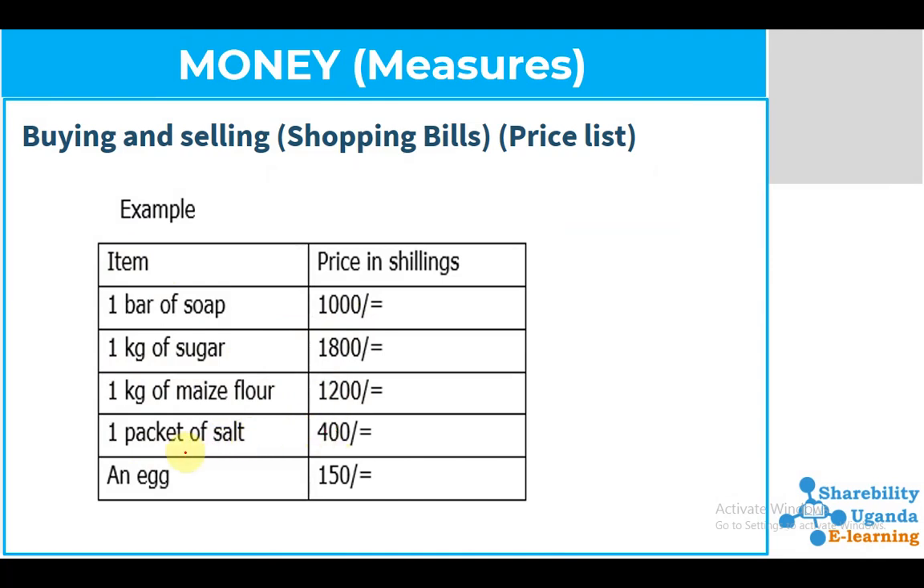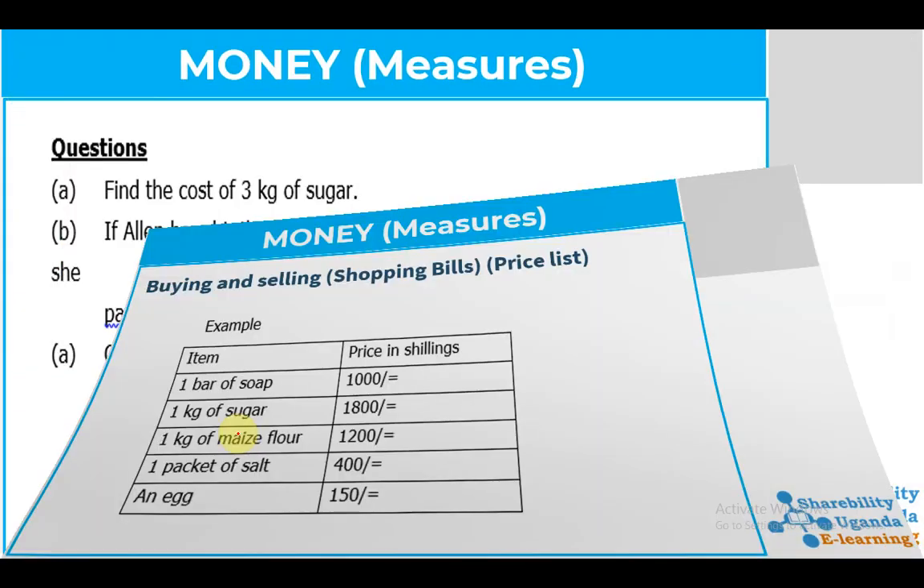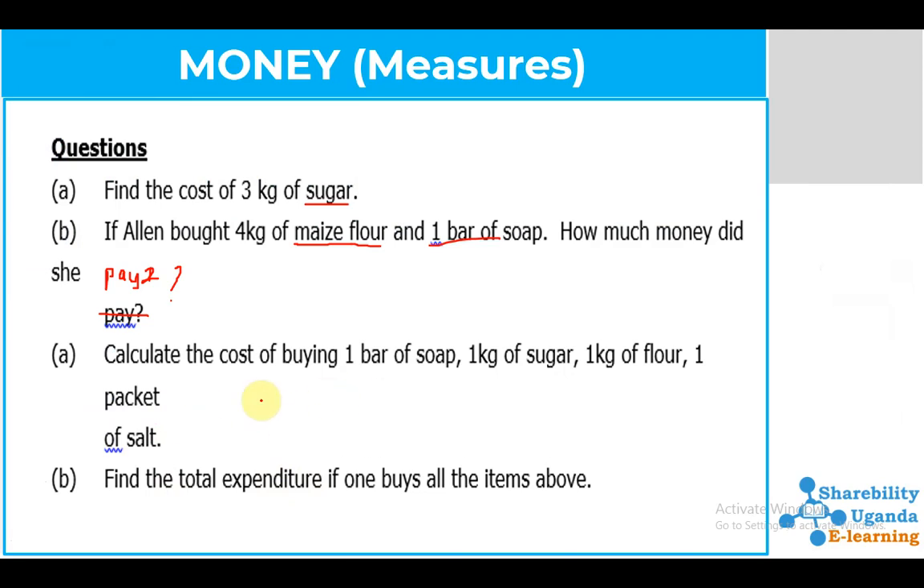So then have they talked about an egg? No. So this means in this we shall be able to calculate to get the money for a bar of soap, which is 1,000. Let me calculate it from here.